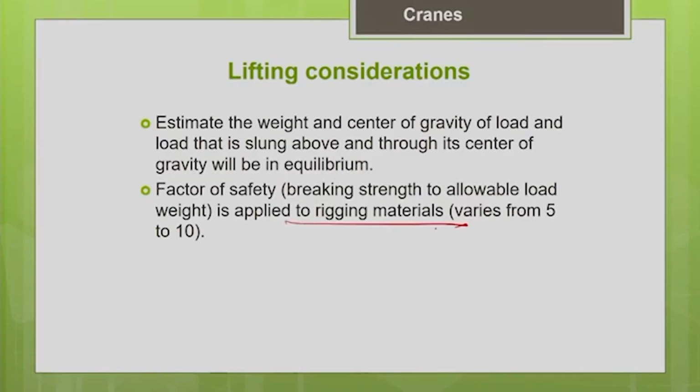That is why, even for the rigging materials, according to the standards, you should have a good factor of safety ranging from 5 to 10, to avoid accidents due to rigging failure. So, the factor of safety recommended for the rigging material is from 5 to 10.